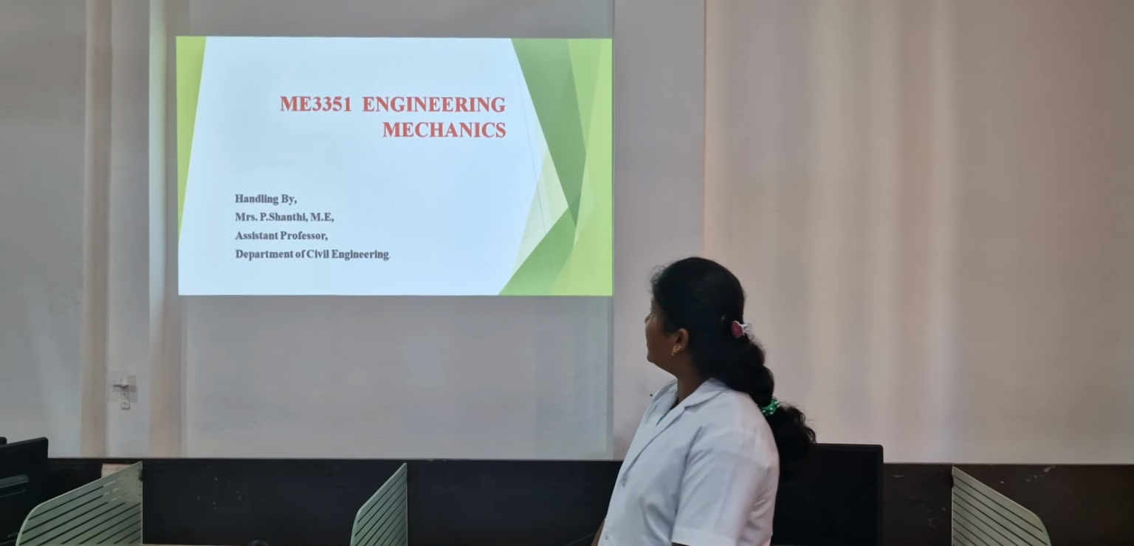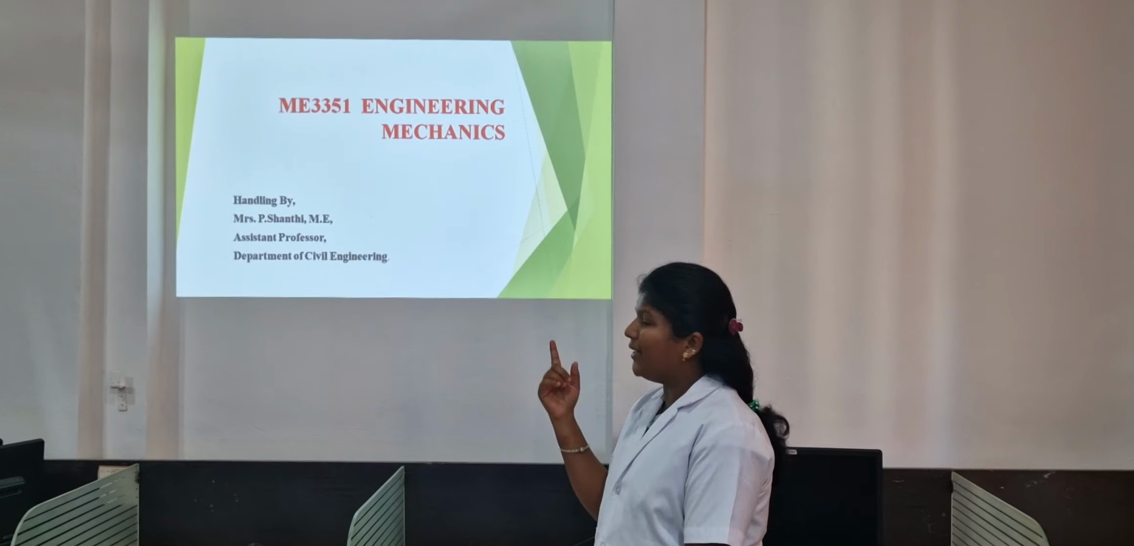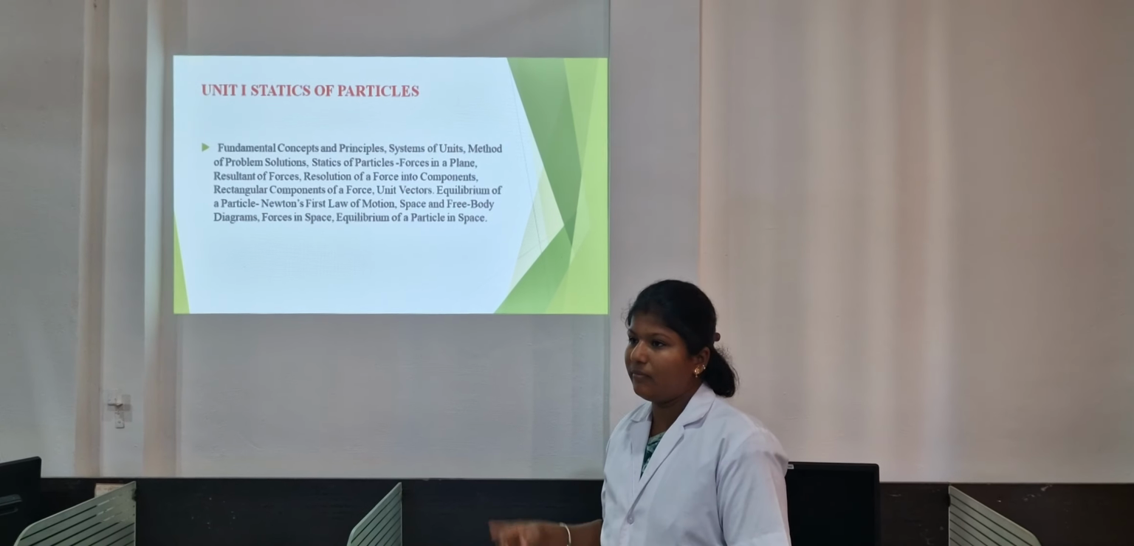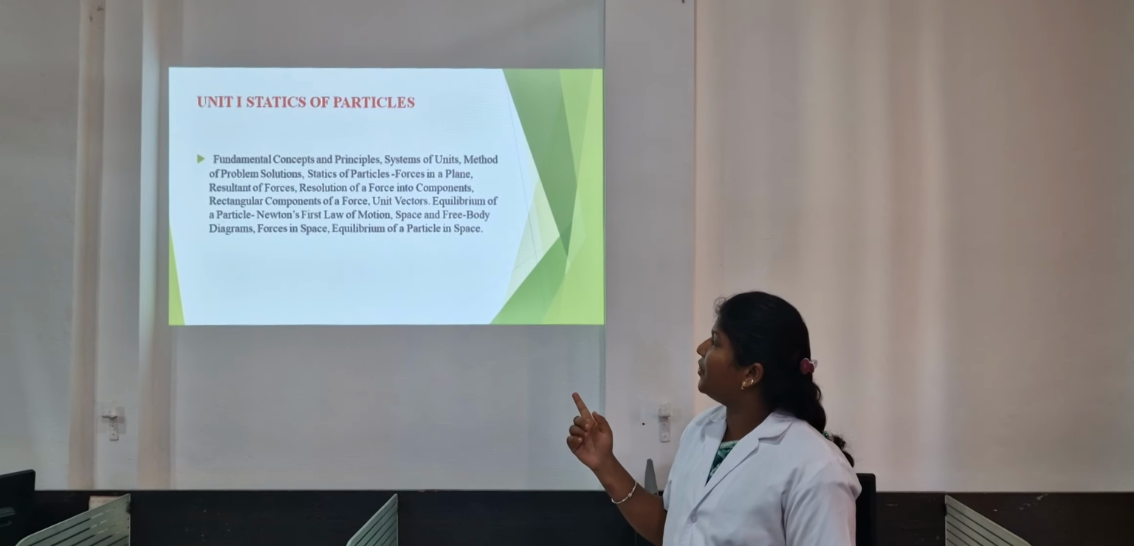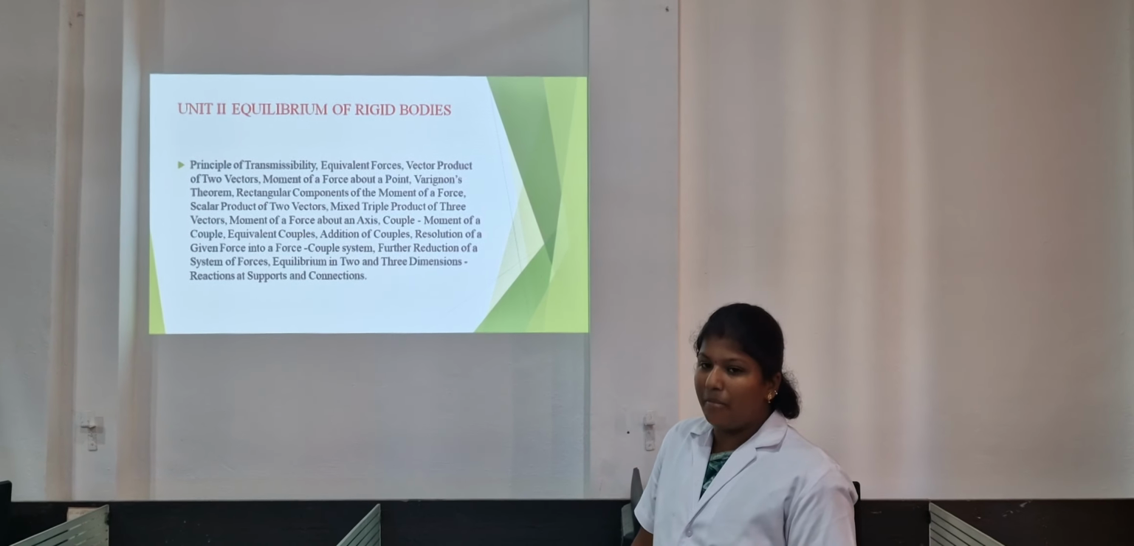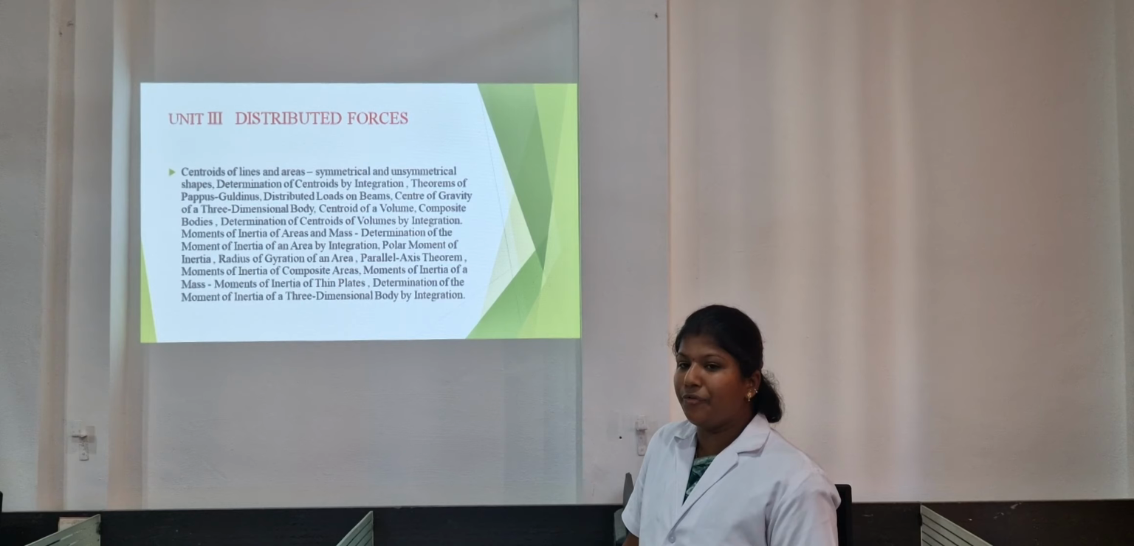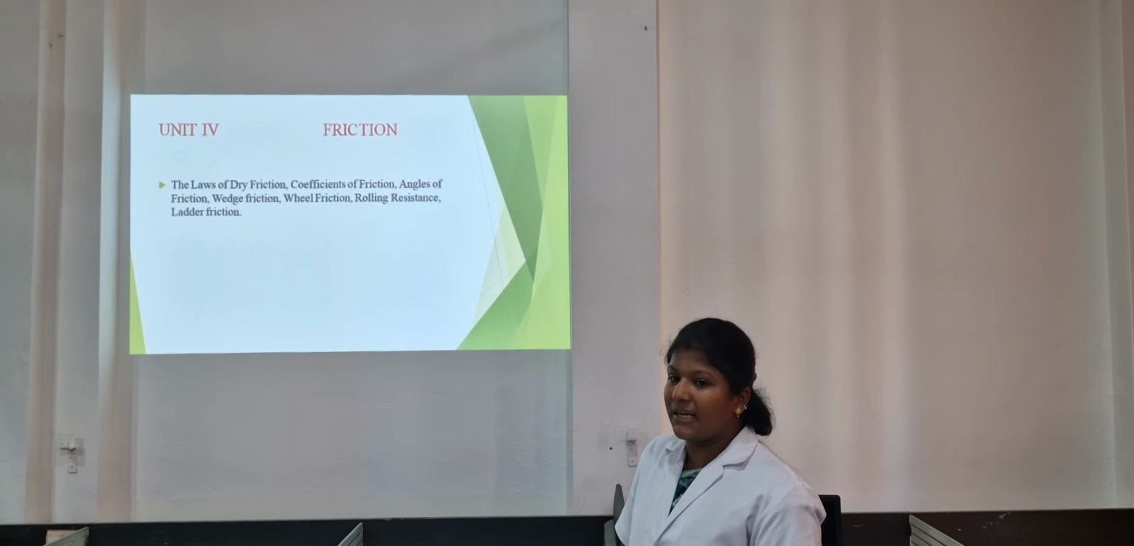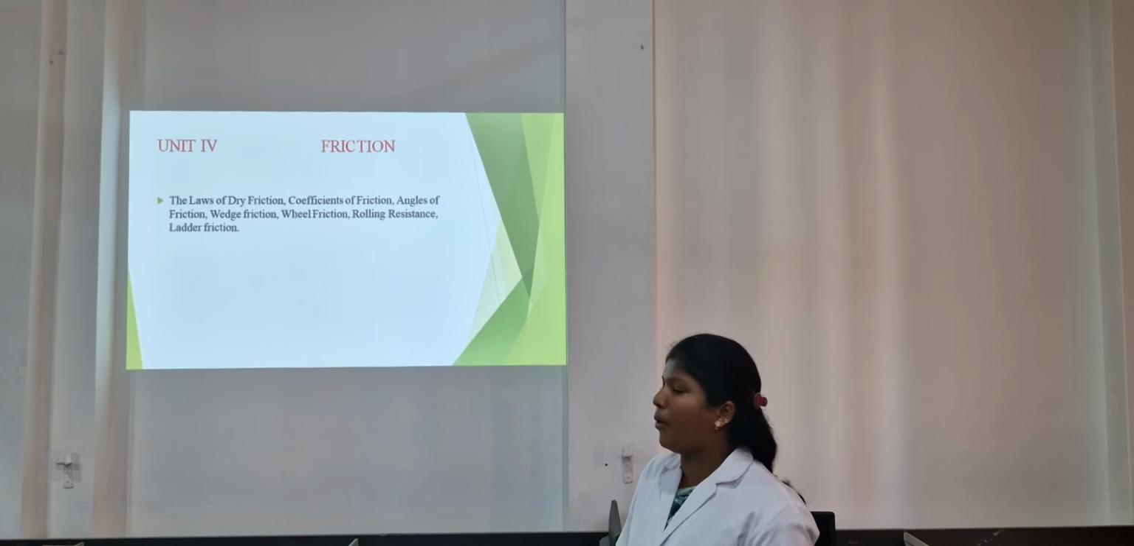Our subject is Engineering Mechanics. Code is ME3351. We have five units. The first unit is the statics of particles. Then the second unit is equilibrium of rigid bodies. And the third unit is distributed forces. And then the fourth unit is friction. And the fifth unit is dynamics of particles.